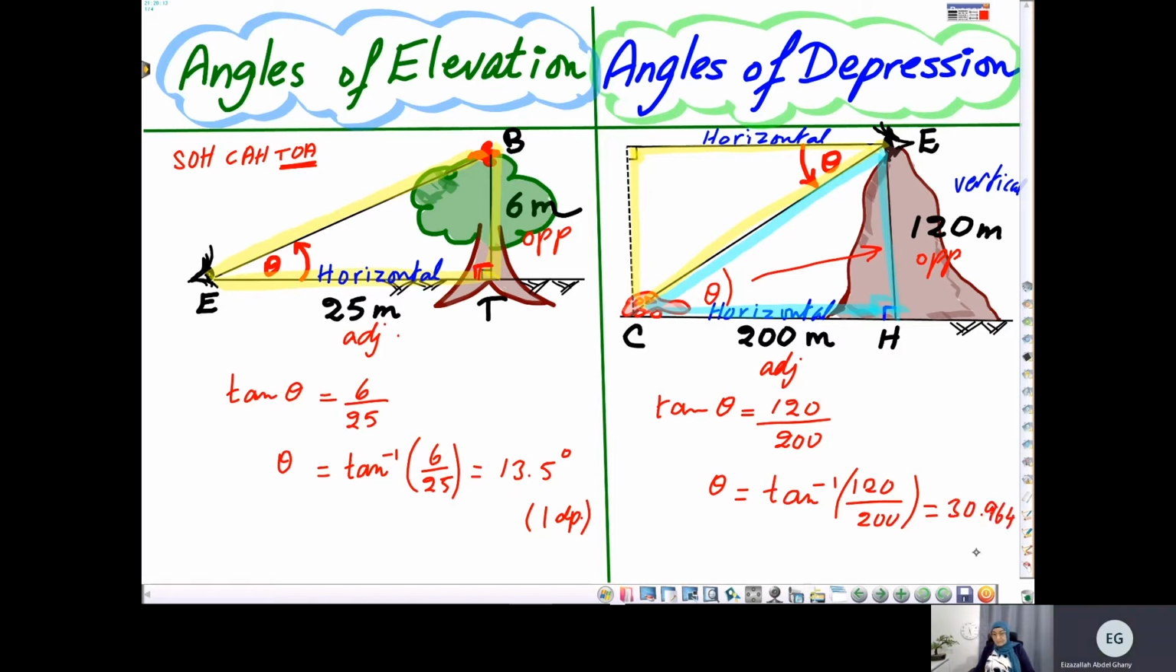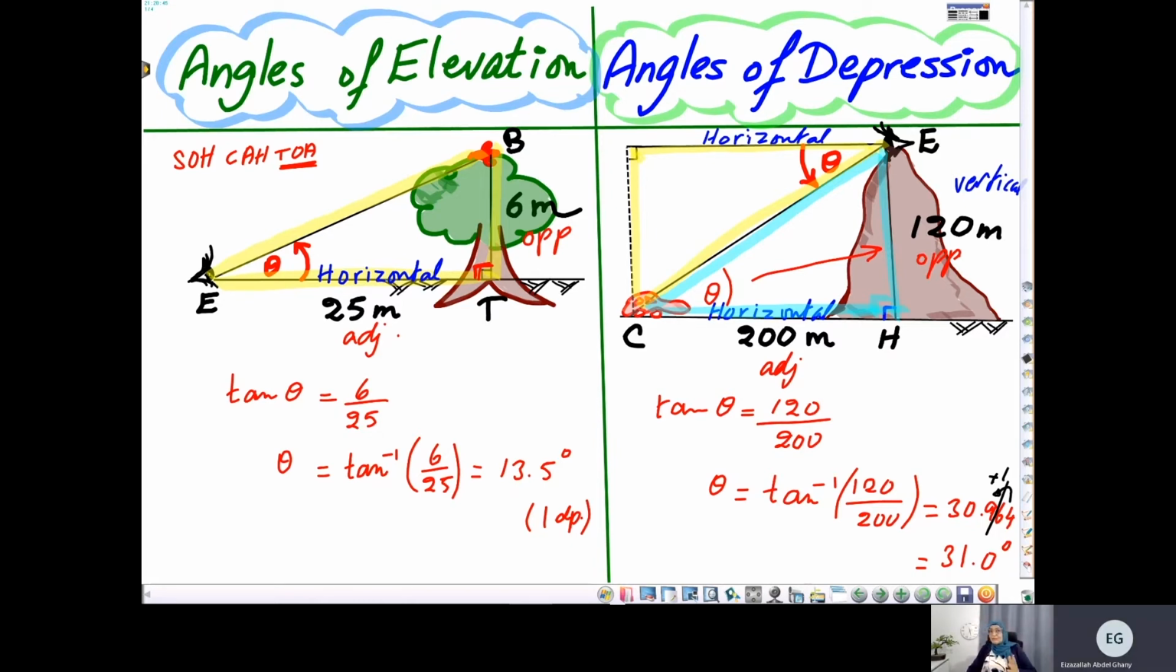If you need to make it one decimal place, it will be 31.0, because the 6 will add 1 to the 9. So it will be 31.0, one decimal place. I need to remind you that in angles of elevation and angles of depression, you have to start from the horizontal and then either you elevate your side or you lower your side.